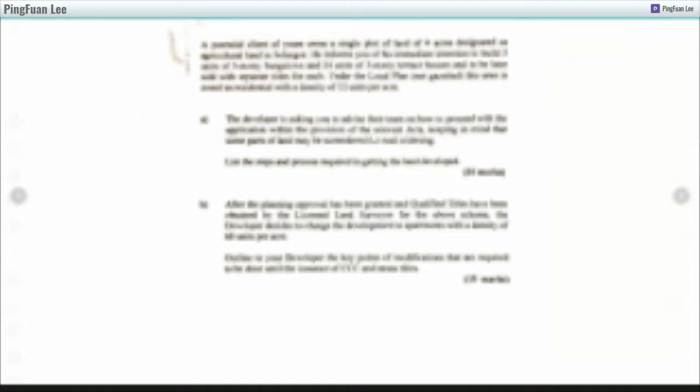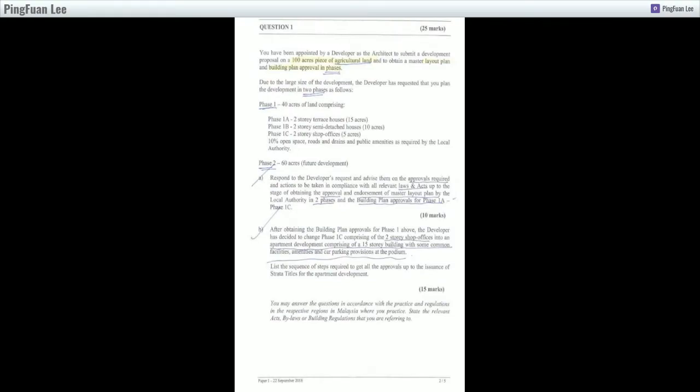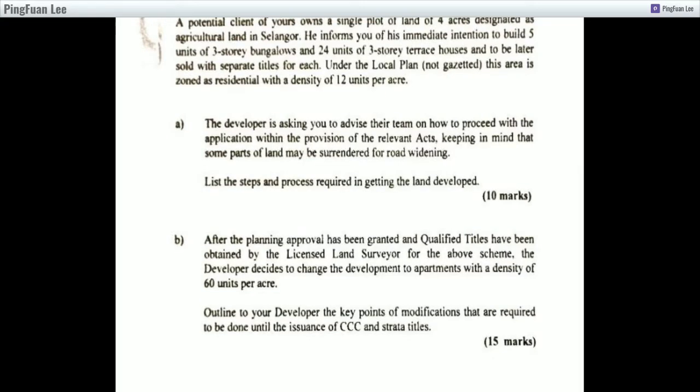I just summarized the information from the question. There's one piece of land, agriculture, 4 acres, and the local plan is not gazetted. Not gazetted, but is planning for residential, 12 units per acre for density. And the client bid is to develop 5 units of 3-story bungalow and 24 units of 3-story terrace house, all non-strata. Okay, so we need to advise him for the application for him to carry out the development.